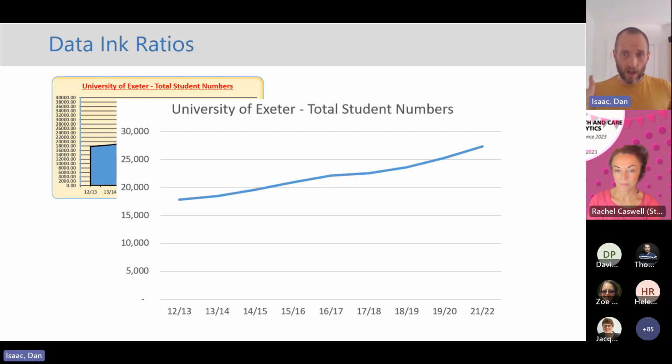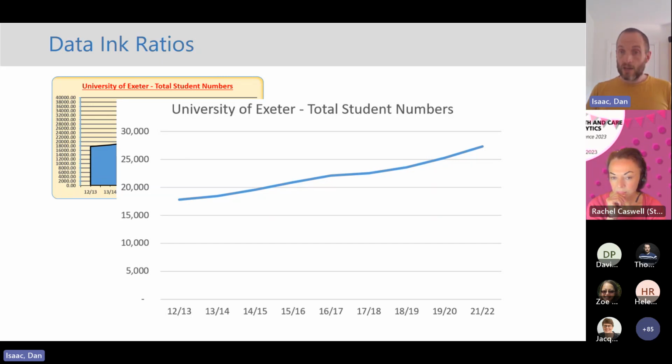So as you'll notice, I've taken out all of the non-data ink from this one, except for one thing, which is the grid lines. The grid lines are non-data ink, but actually, in this case, they're helping to enhance the data ink. If you took the grid lines out, it would be more difficult to interpret the gradient of the line, and it would be harder to read the actual data and to see, for example, now we're about 27,500 students. It would be more difficult to read that without the grid lines.